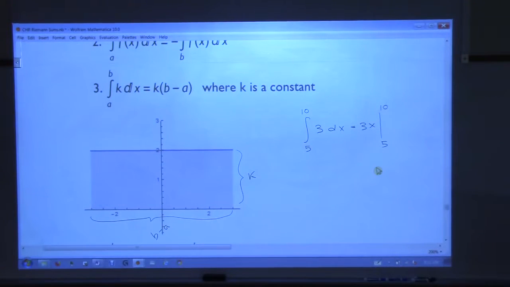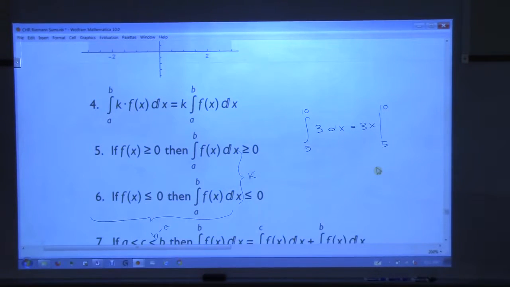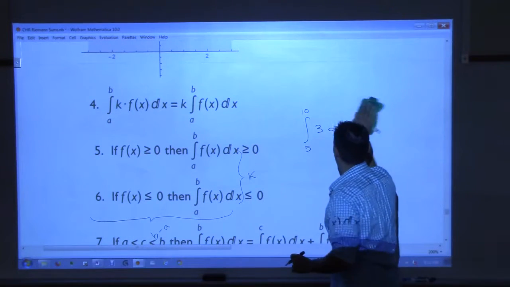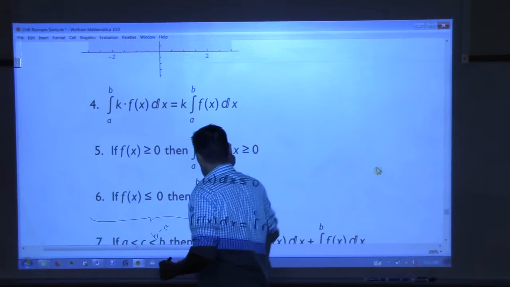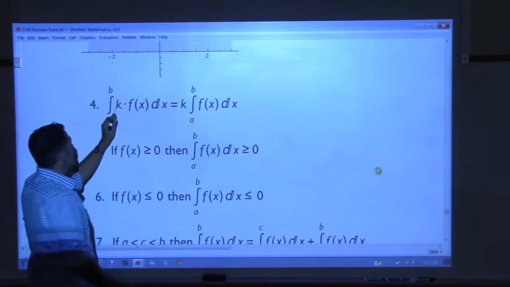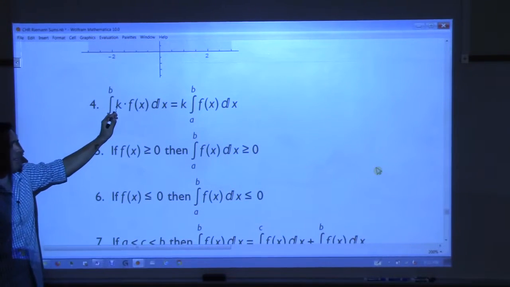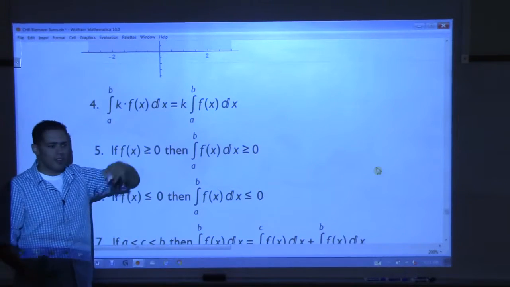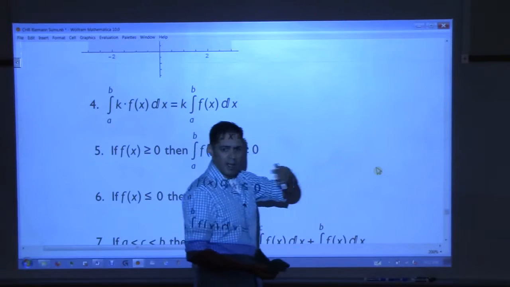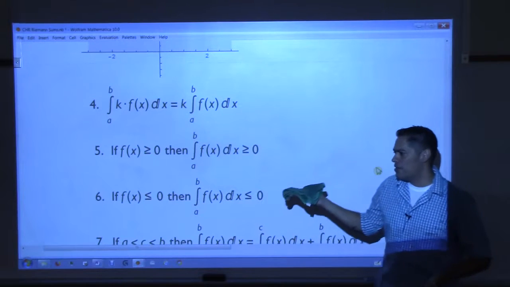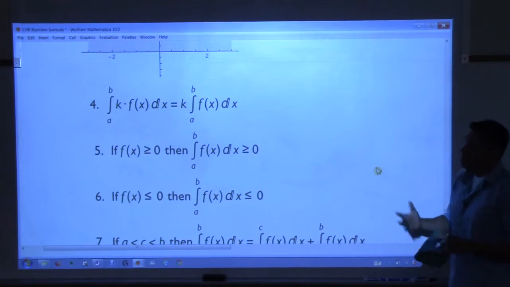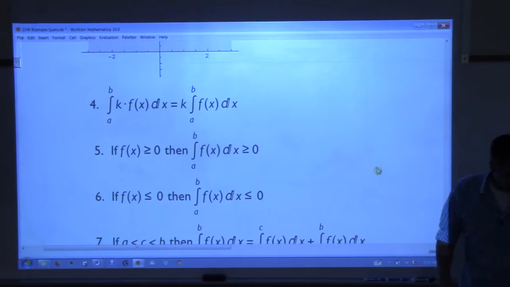Okay, moving along. We have our fourth property. Now, the fourth property we've seen before. In fact, we've been using it a lot. And that is that if we have a constant next to a function in a definite integral, that the constant can come out. So just like it was with indefinite integrals, we pulled constants out, it still translates over to the definite integral. So that's good. Nothing changes. We can still pull the constants.